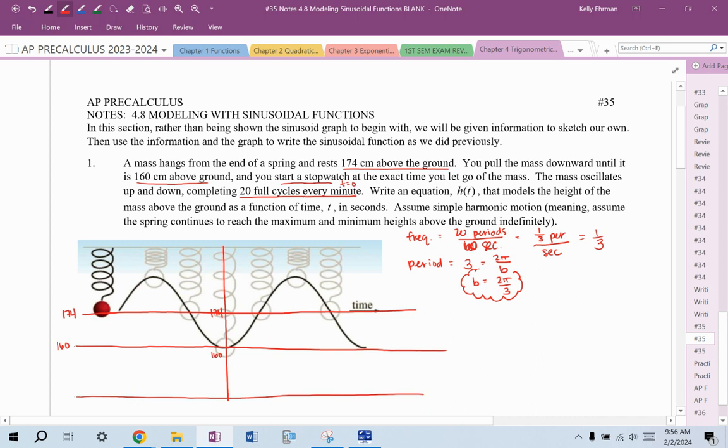All right. Now we need to get the rest of our values. So we can see on our graph that the midline, which is equal to D, is 174 centimeters. So we've got D. Now we just need A and C. So A is the distance between the midline and a minimum, or the midline and a maximum. So what's 174 minus 160? That's 14 units, right? So A is equal to 14.